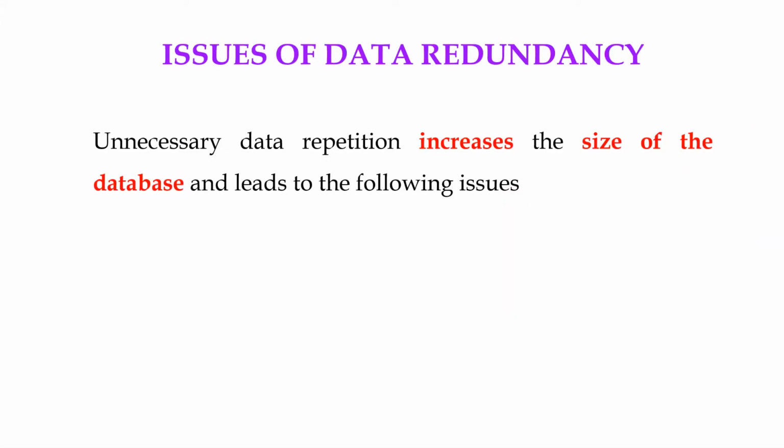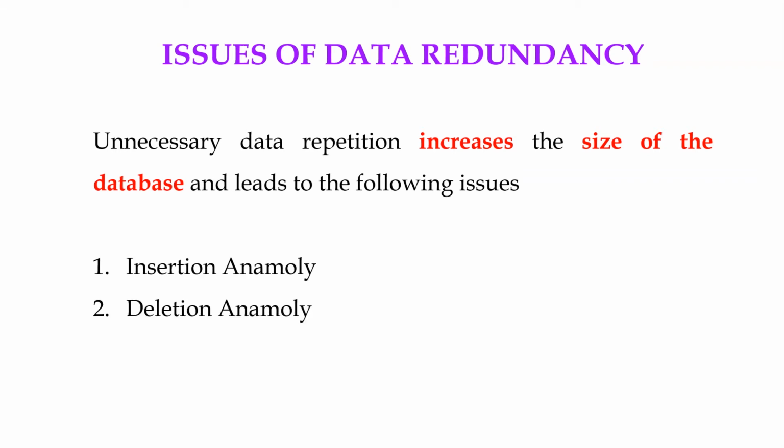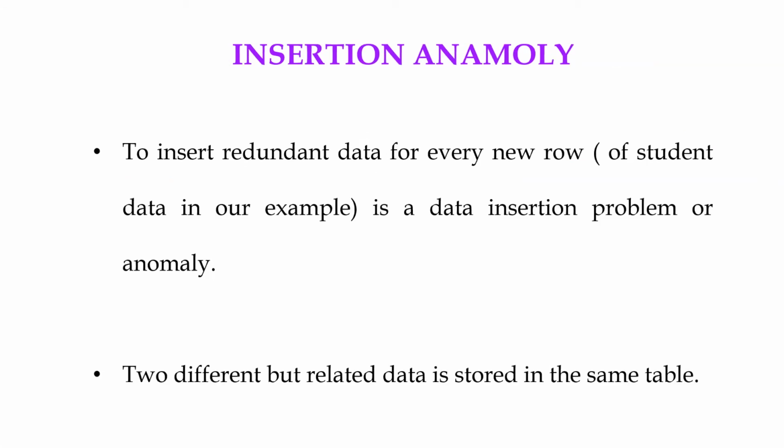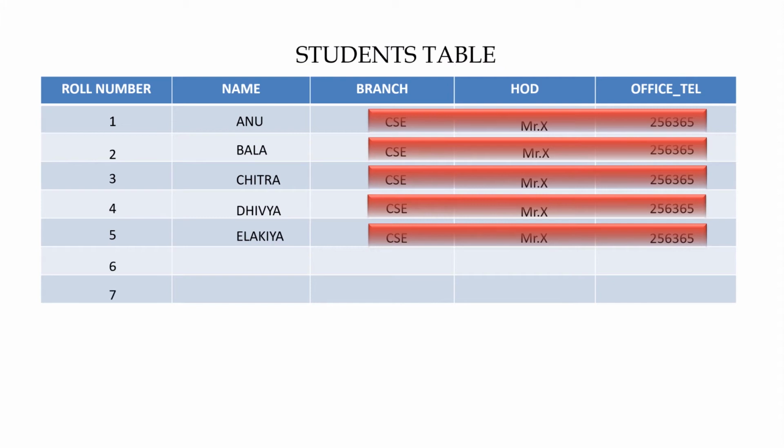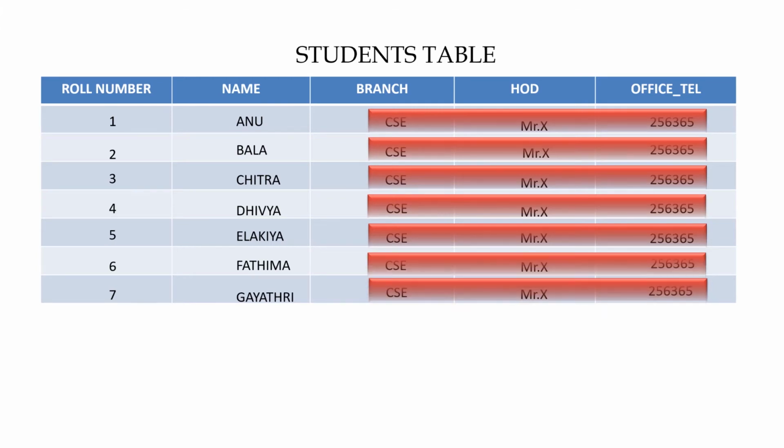The unnecessary data repetition increases the size of the database and leads to issues like insertion anomaly, deletion anomaly and updation anomaly. So what is an insertion anomaly? For each entry, you are entering the redundant data again and again. How many data have you entered? Totally 7 data. For 7 data there are 7 repetitions. So ultimately your database size is increased.